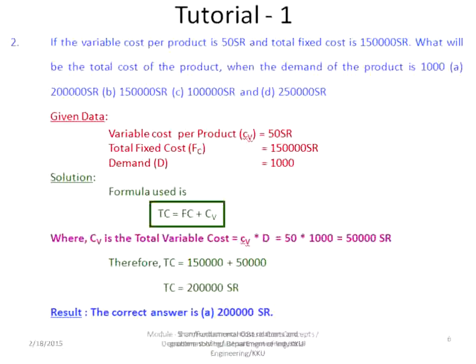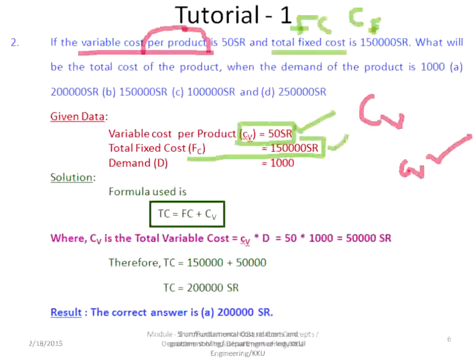Total fixed cost means FC. This is also written as CF. Okay, fixed cost. So total fixed cost is 150,000 Saudi Riyal. So total fixed cost is FC. This is given as 150,000 Saudi Riyal. Okay. Second data is given.